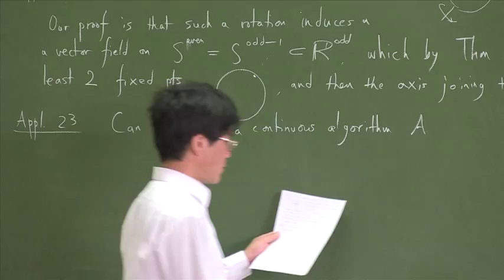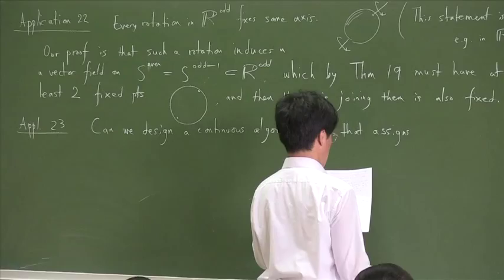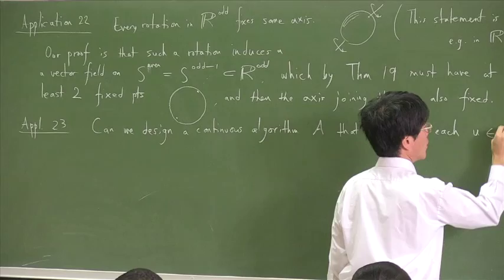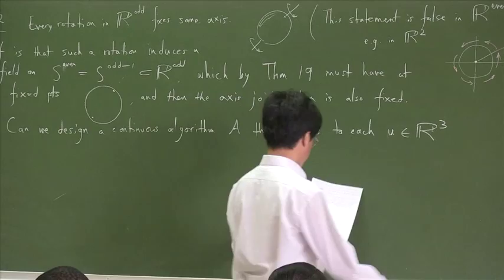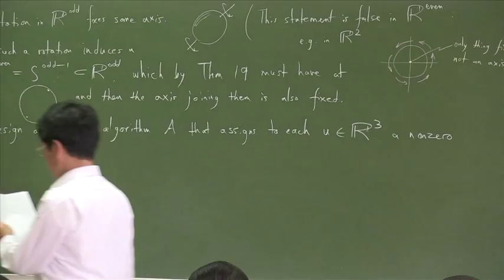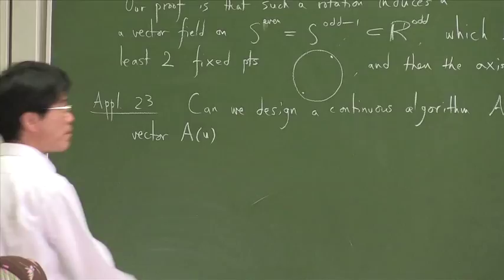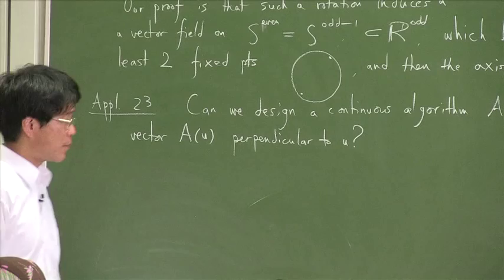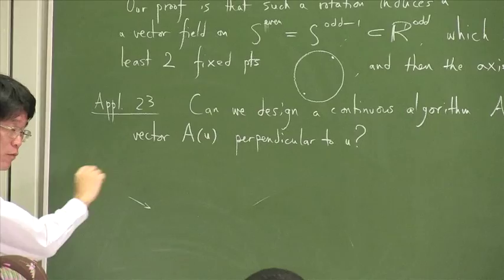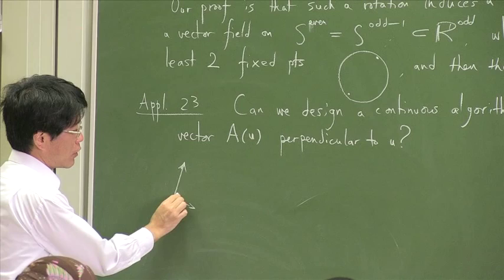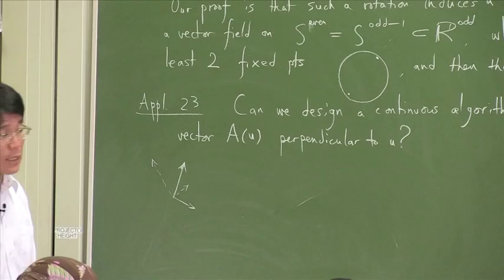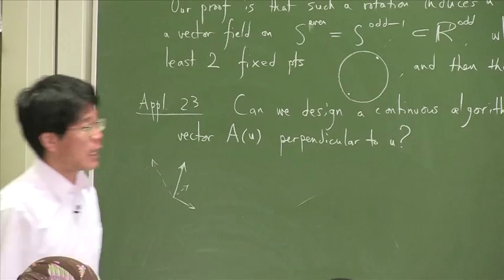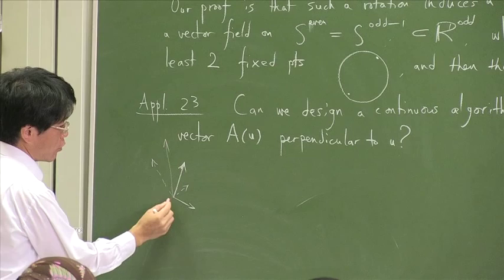it assigns to each vector U in R3 a non-zero vector, which we shall call AU, also in R3, which is perpendicular to U. What I mean is, you have a vector like this, and then there's an algorithm that computes from this vector a vector which is perpendicular to this. And if you are given a vector like this, there's an algorithm that computes a perpendicular vector like this. And if, once again, you have a vector like this, perhaps this algorithm is going to compute a vector like this, and so on.